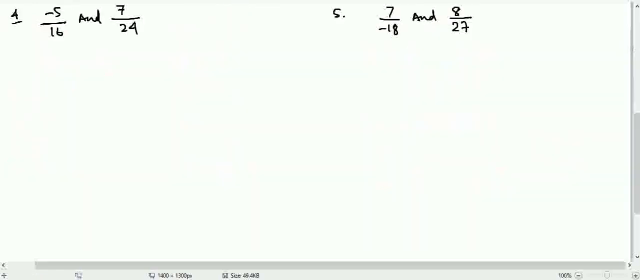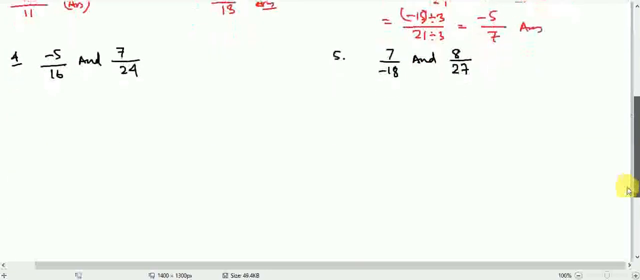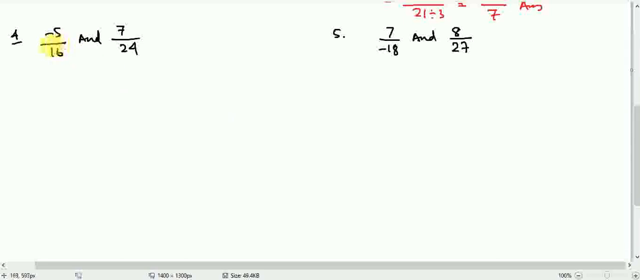Okay, student, now I will show you how to calculate two rational numbers which have different denominators, because earlier you saw the rational numbers where denominators are equal, like this. In this mathematics number 2, both having denominator 13, here also both having denominator 11, and in this case first I have changed the denominator sign, then it become again equal denominator value 21, 21. But in this mathematics you could see that denominators are different, 16 and 24, and here minus 18 and 27.